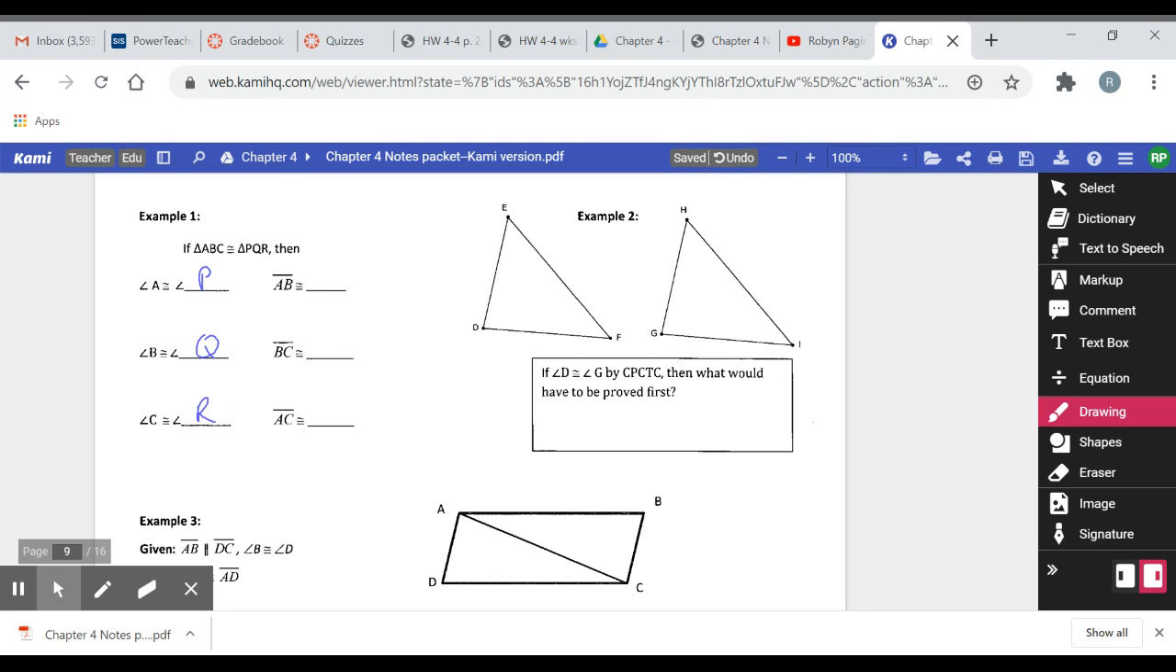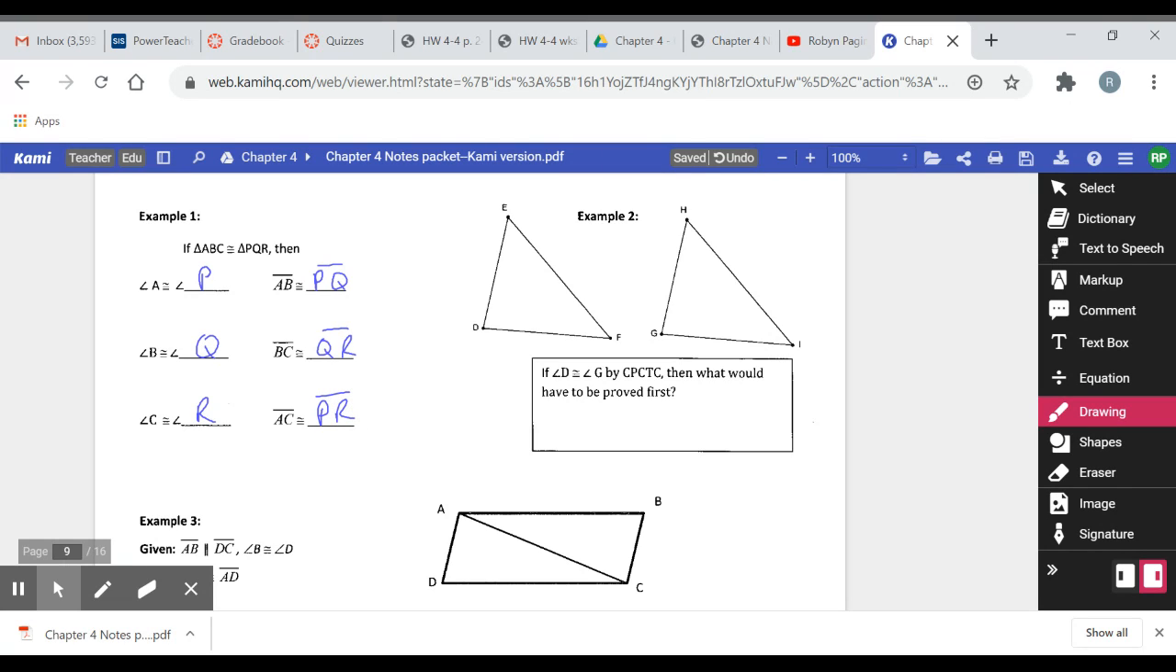We can also see information about the sides. We know that the first 2 letters are A and B, and the first 2 letters of the other triangle are P and Q. So we know that those line segments are congruent to each other. The last two letters are B, C, and Q, R, so we know that they are congruent. And then the first and last letters, AC and PR, are congruent.